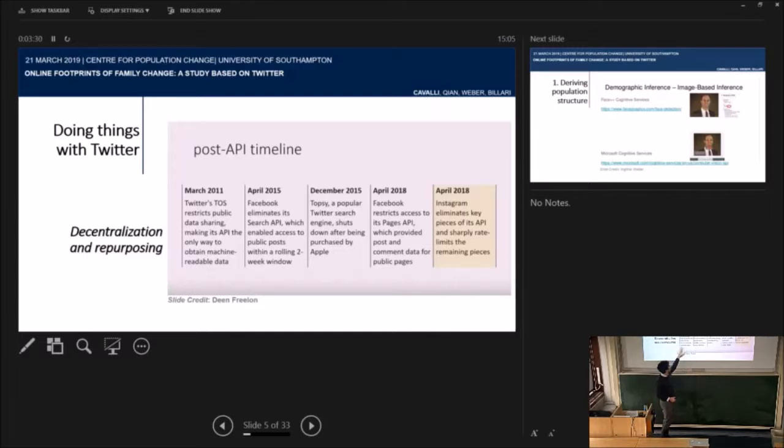Historically, you would have an API, an interface to talk, in a sense, to the websites and get data out of them. But since 2011 up to today, Twitter and Facebook and Instagram have been closing down and restricting the possibility for researchers to access this data, so that this is going to be a very important issue for researchers in the digital age.